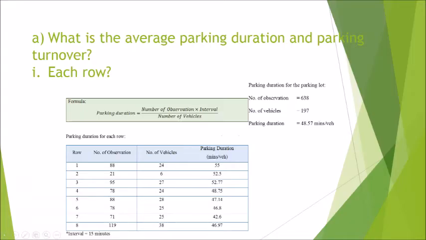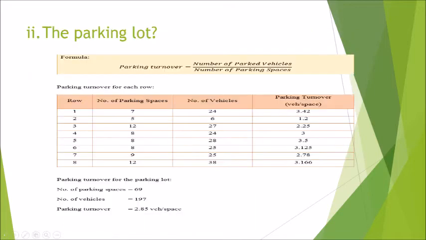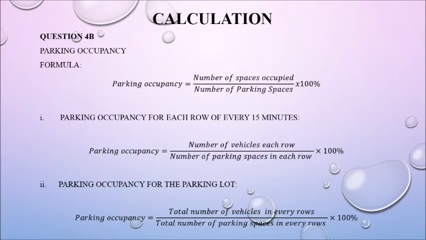Hi, I'm going to present the average parking duration and parking turnover for each row and the entire parking lot. To calculate the parking duration, the formula is number of observations times interval over number of vehicles. First, we calculate for each row and the entire parking lot. Next, the parking turnover for each row. To calculate the parking turnover, it is number of parked vehicles over number of parking spaces. From that we can get the data for each row and the entire parking lot.